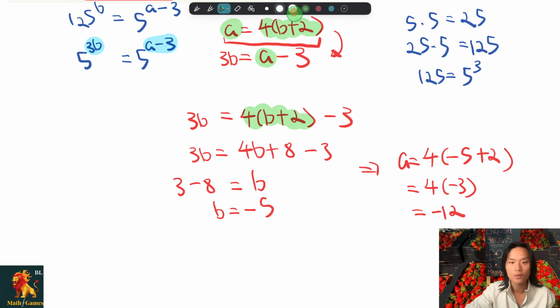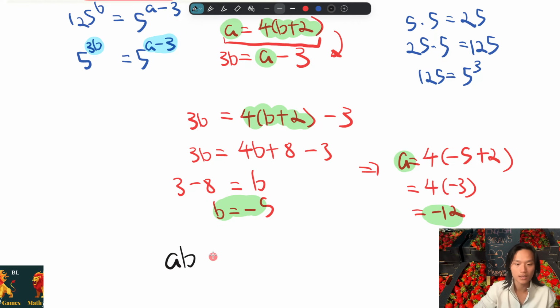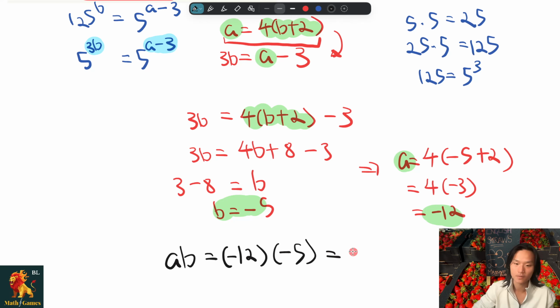So now we know the value of b and the value of a. So finally, to find ab, you just multiply them, right? So minus 12 times minus 5, the negatives become positive, so we get the number 60.